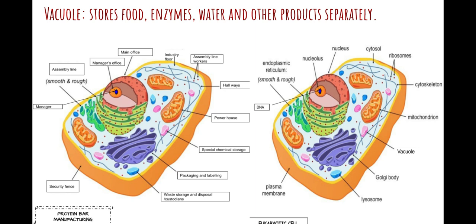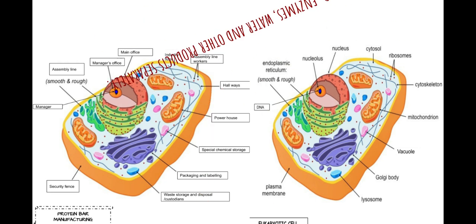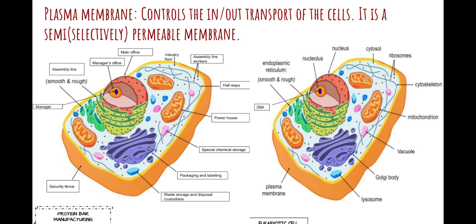In plant cells, vacuoles are much larger than in animal cells. Sometimes plant vacuoles can take up more than half of the cell's volume. These vacuoles hold large amount of water.